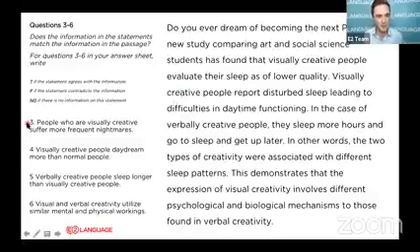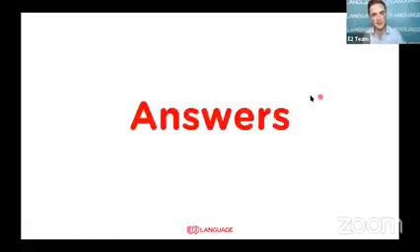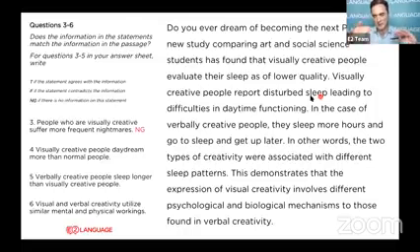So number 3, people who are visually creative suffer more frequent nightmares. Well, here it says visually creative people report disturbed sleep. Does that mean nightmares? Not necessarily. And we can't assume that disturbed sleep means nightmares. Maybe they just wake up more. So the answer to this one is not given. It's not directly contradicting. It's not saying the same thing, so it's not true. It's saying something else, and we don't know. Therefore, it has to be not given.